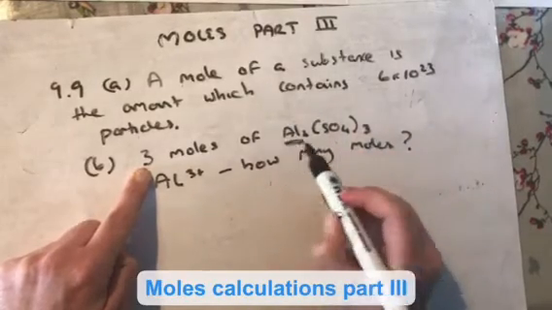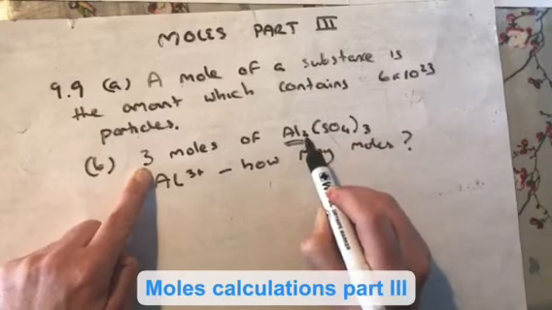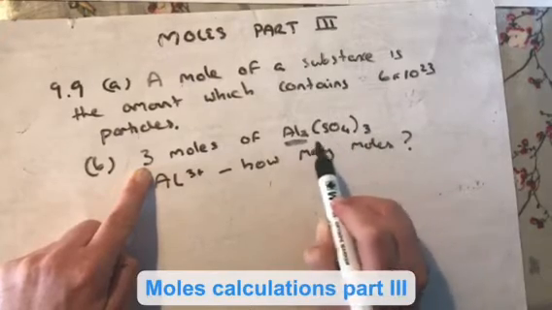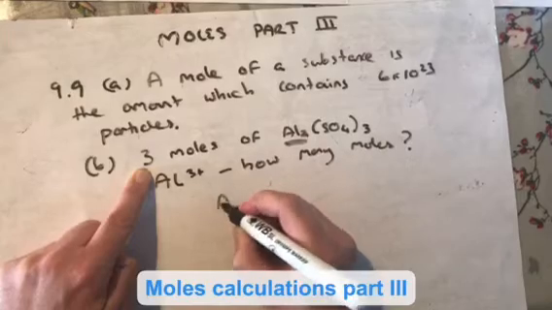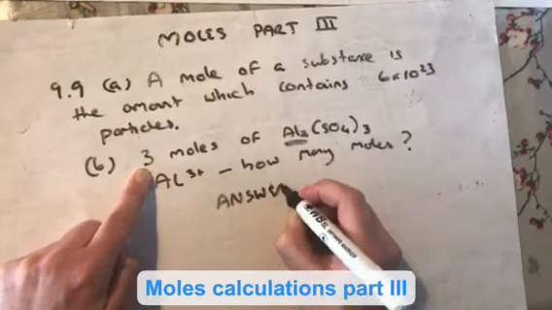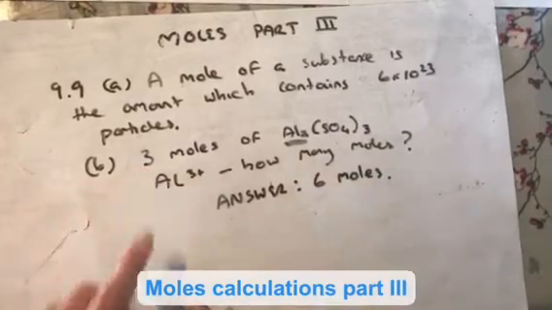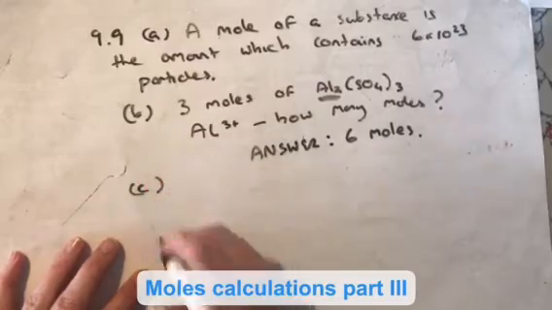So you've got 3 moles of all of this. If you've got Al2, 2 aluminiums per molecule, that means you've got 6 moles of aluminium. So your answer here, there's no real calculations to be done: 6 moles. Is that all right? That's a little bit different than what we've done before.